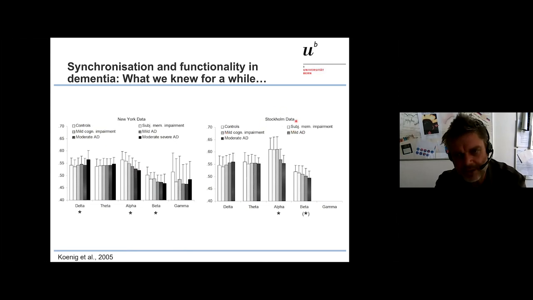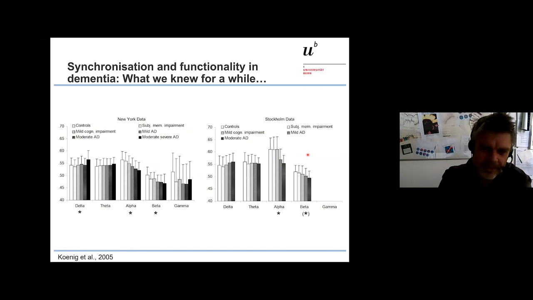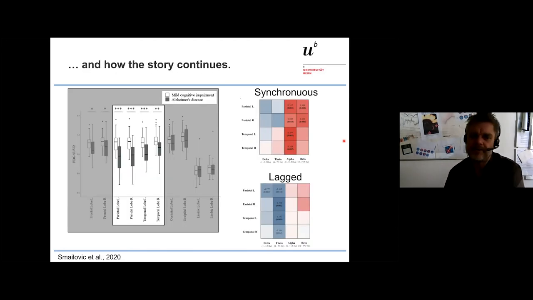And in the data from the Karolinska Institute from Vesna Jelic, we see a similar pattern. When they start to have a clinically relevant cognitive impairment, we see a decrease of this synchronization, namely in the alpha range. Then we keep having this collaboration with the people from Stockholm at the Karolinska Institute. There's a paper out now by Una Smailovic, a very talented PhD student, who just got her PhD from Vesna, and she has data with many imaging modalities and many clinical features also. She also has resting state PET data from these patients.